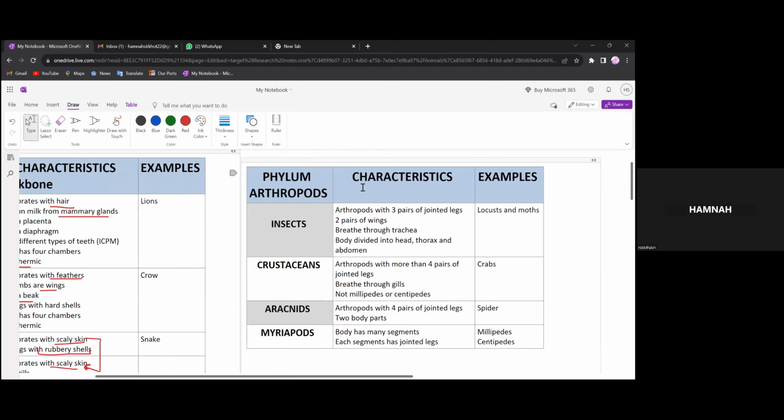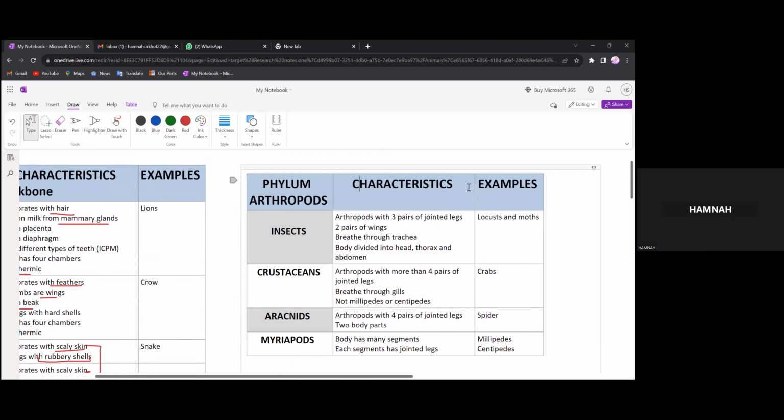What do arthropods have? If I were to ask you to tell me a characteristic that all arthropods have, what would you say? Do you have something in mind? No. Actually, I had, but I forgot. You forgot. Okay, that's okay. So arthropods means jointed limbs.